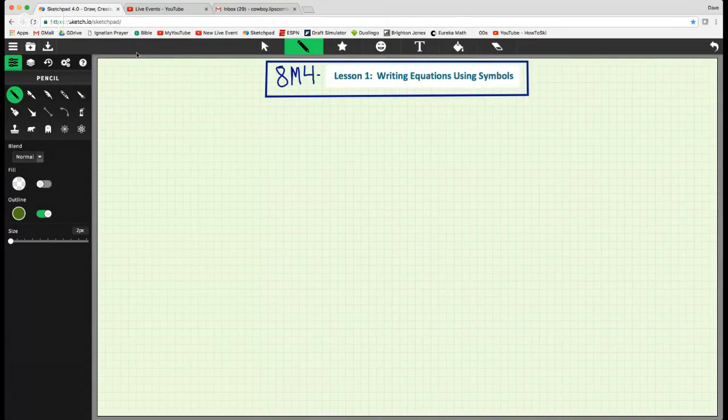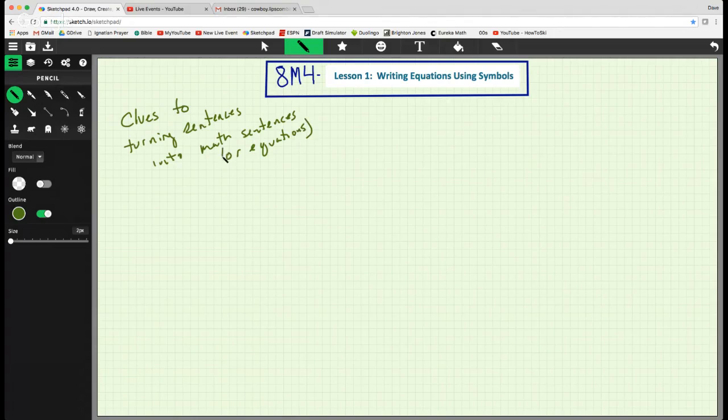Now, the first thing that I want to say is the first clue. We're going to give clues to turning English sentences into math sentences or equations. So we're turning English sentences into math sentences or equations. Here's some clues. So let's start off with number 1.